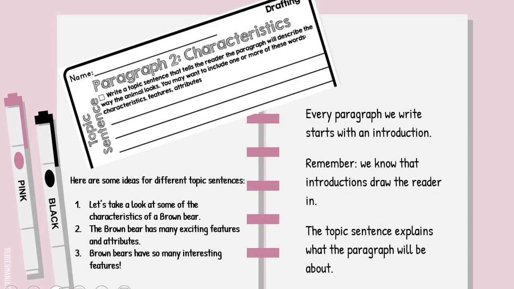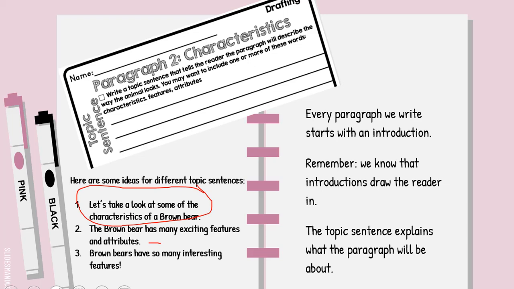So every paragraph we write, it needs to start with an introduction. And remember that we know from Sunday that the introduction needs to draw the reader in. So the topic sentence basically explains what the paragraph will be about in an exciting way. So remember that Miss Julia's animal report project is on brown bears. So she is going to write, let's take a look at some of the characteristics of brown bears. That's one idea, okay? The second idea, the brown bear has many exciting features and attributes.